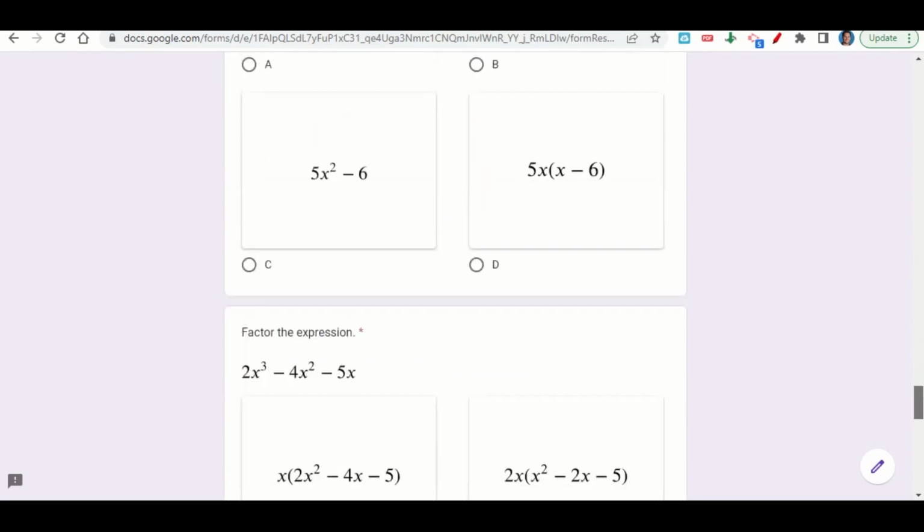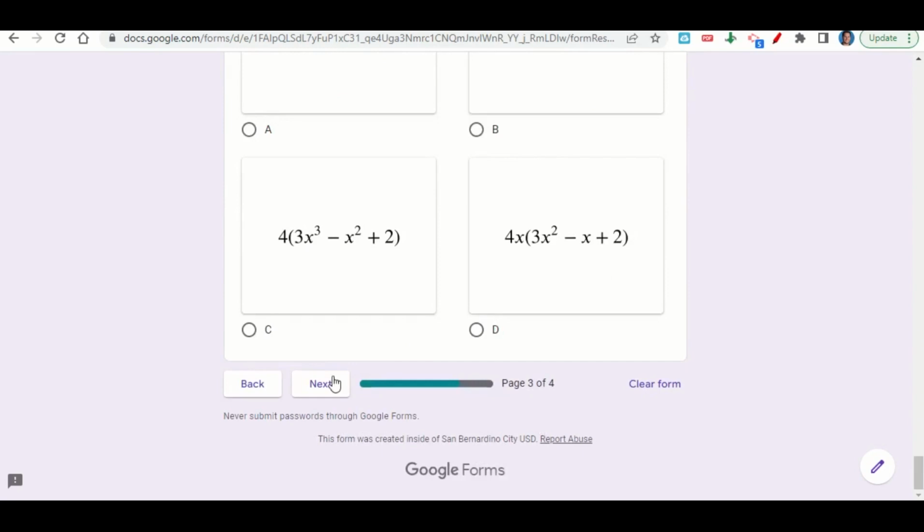And we'll continue to answer all of these until we get to the end. When we get to the end, go ahead and click Next. This will take you to your Before You Go. Go ahead and fill out your Before You Go and then submit your work on Google Classroom.